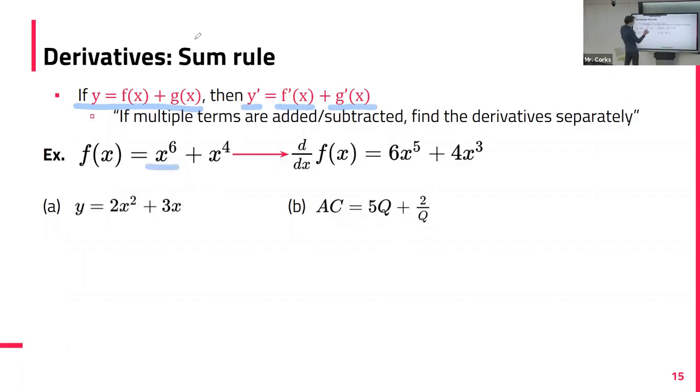So like this, x to the exponent 6 plus x to the exponent 4, our derivative is just derivative of this thing, 6x to the exponent 5, and the derivative of this thing, so 4x cubed, and then just add them together afterwards. That's it. Okay, so doesn't have to be very complicated here. Let's take that rule, and there are two examples here. Please try to solve.